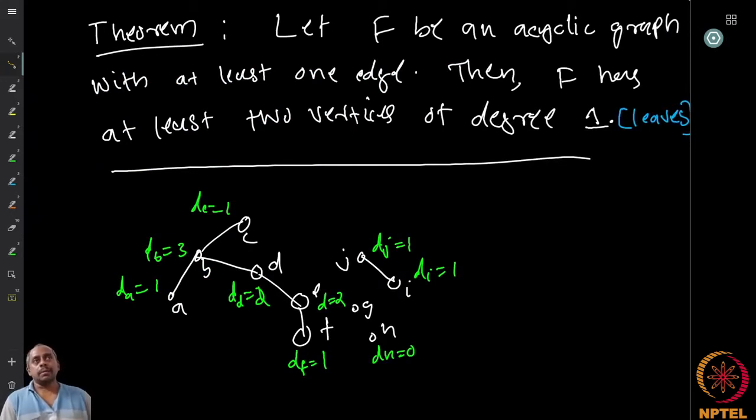Now, here is one theorem. Suppose you are given an acyclic graph, let's say F. And assume that this forest has at least one edge, since you can have just isolated vertices. But apart from that, if you have a graph with at least one edge, then this forest has at least two vertices of degree exactly equal to 1. The vertices of degree 1 are called leaves. So in a tree, a vertex of degree 1 is called a leaf of the tree.